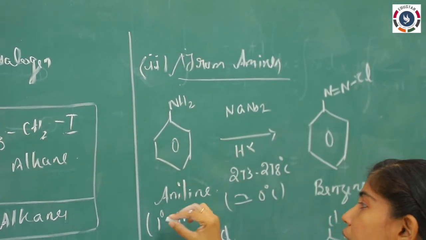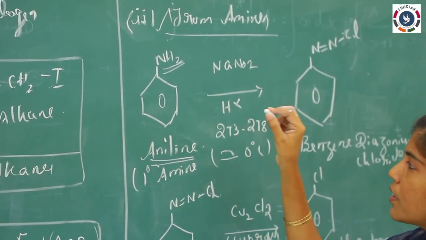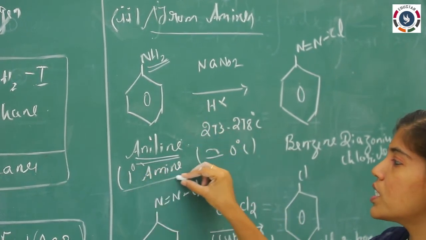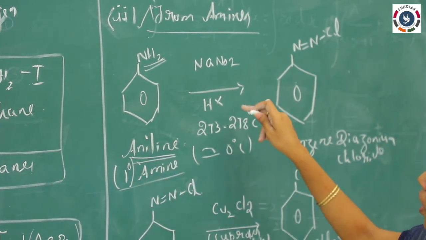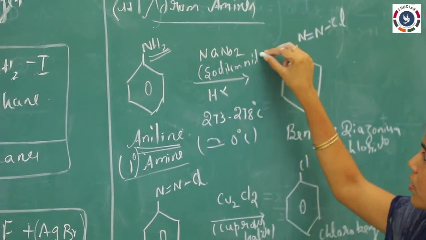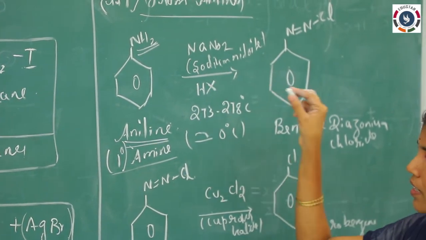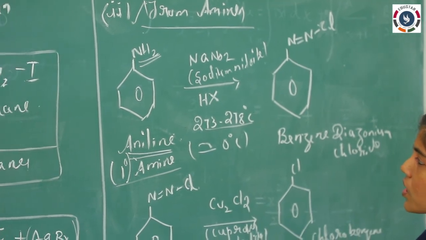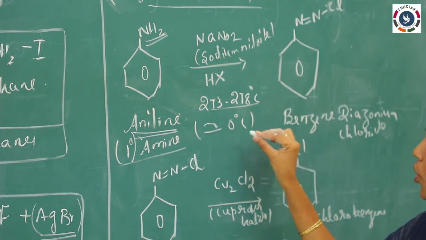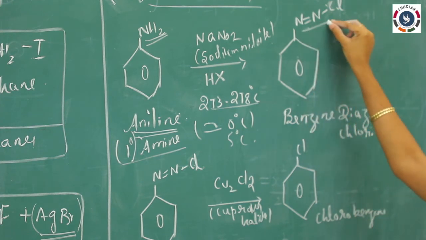Here the amine is aniline. That is, if an NH2 group is present in the benzene ring, then the common name is aniline. Of course, it is a primary amine. This is sodium nitrite. I am treating aniline with sodium nitrite and taking some halogen acid at a specific temperature, 273 K to 278 K, approximately 0 to 5 degrees Celsius. What we are getting is benzene diazonium chloride.